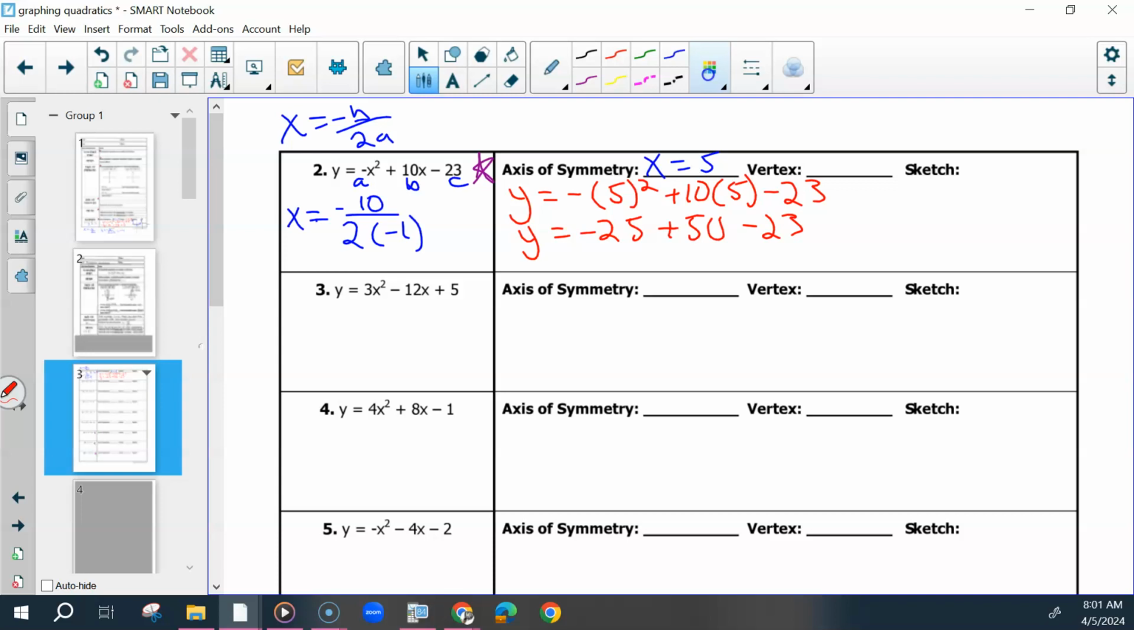What is y? 2. 2. What did you... I thought 25 was negative. So our vertex would be 5, 2.